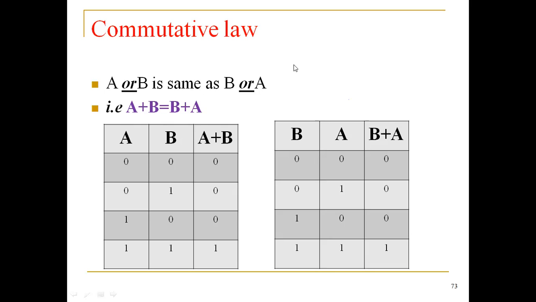The same property by using a plus operator. So A plus B equal to B plus A. My A here initially is 0, I assumed 0. B also 0. So A plus B equal to 0. Same thing, B plus A is also 0. Okay, so this is the commutative law.